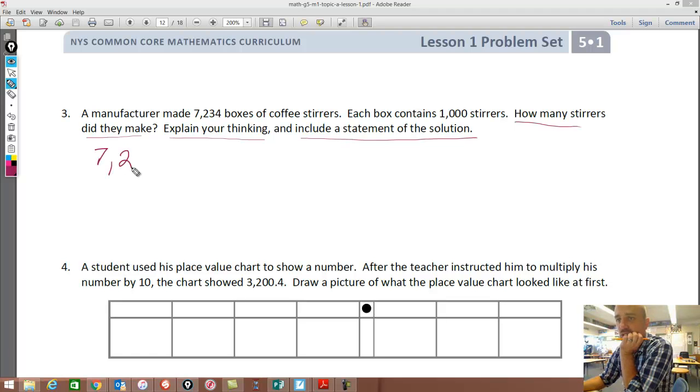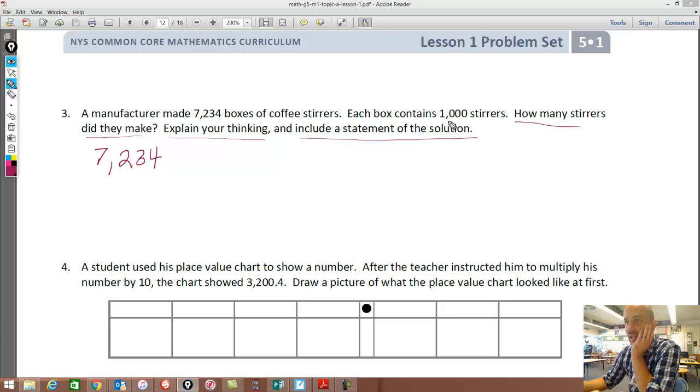I have 7,234 boxes of coffee stirrers. Think about a cup of coffee, and a coffee stirrer is maybe like a little plastic straw. Sometimes they're wood, but they're only about this big, so a box of them you could fit in your hand. The manufacturer made 7,000 of those, so think about how many that would be. If I hold 7, and then 10 times that, that would be 70. 10 times that would be 700. 10 times that will be 7,000. So we're talking about quite a few boxes.